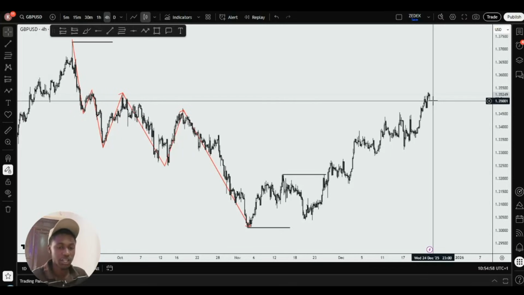Test this out on your chart, and I'm telling you, you are going to see your results change. It works on every pair. I have seen this work on crypto. I have seen this work on forex. I have seen this work on stocks and every instrument. It works on almost all instruments.